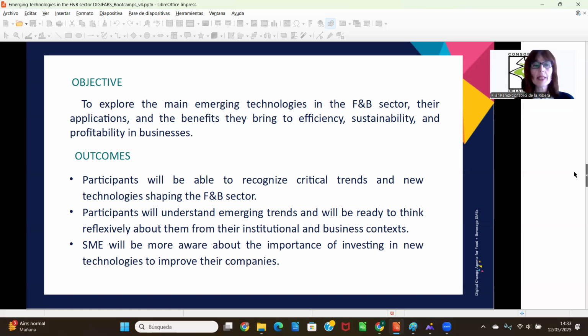The market dynamics and events such as the COVID-19 pandemic have clearly demonstrated that digitalization is not optional, but essential for the survival and growth of businesses.